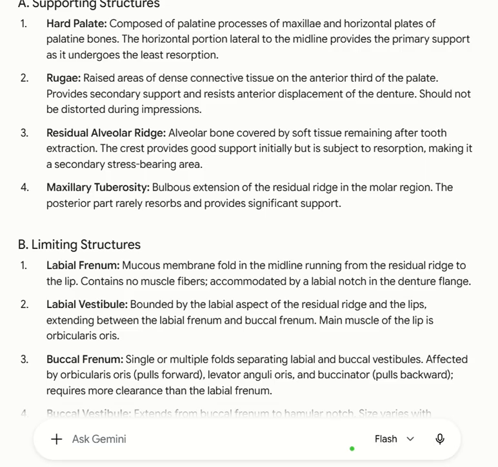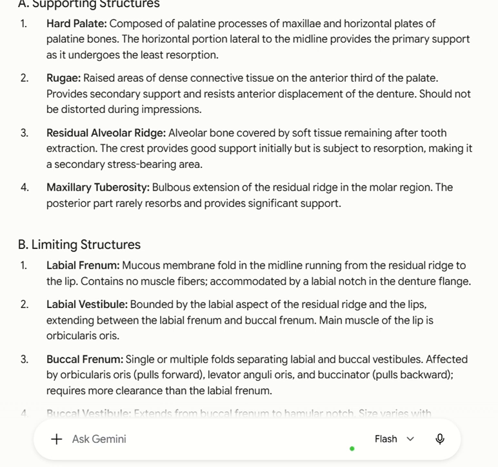Residual alveolar ridge, alveolar bone covered by soft tissue remaining after tooth extraction. The crest provides good support initially but is subject to resorption, making it a secondary stress-bearing area. Maxillary tuberosity, bulbous extension of the residual ridge in the molar region. The posterior part rarely resorbs and provides significant support.